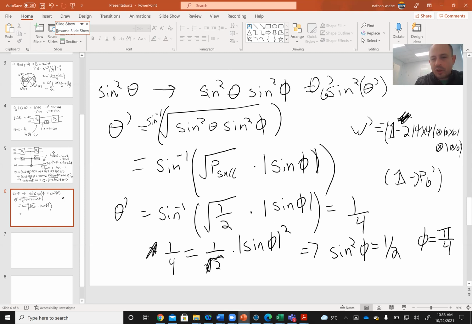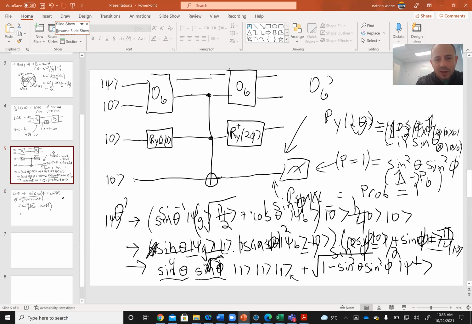So therefore we want sine squared of phi equals 1/2, and therefore it suffices to take phi equals pi/4. So for example, instead of using an RY gate here to lower the success probability by 1/2, unsurprisingly, we could have just applied a Hadamard gate.